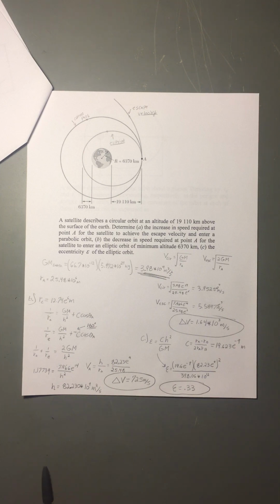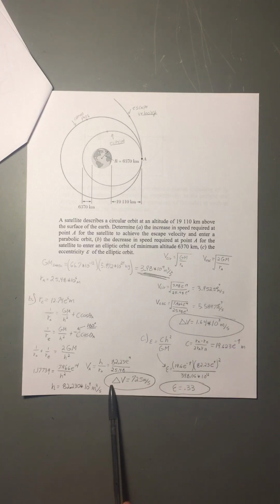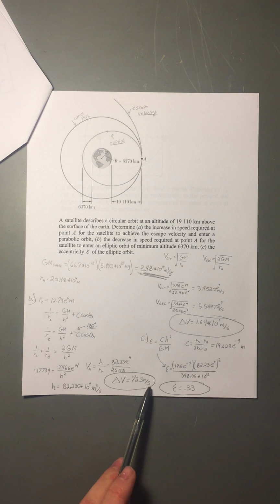And then what we needed to find was the velocity A here, which is for the ellipse. And we know the equation for that. And so that gives us that velocity, and then we can take the difference between that and the velocity up above for the circular path, which gives us this change in velocity of 725 meters per second, which is pretty small compared to some of the other values we've been getting.